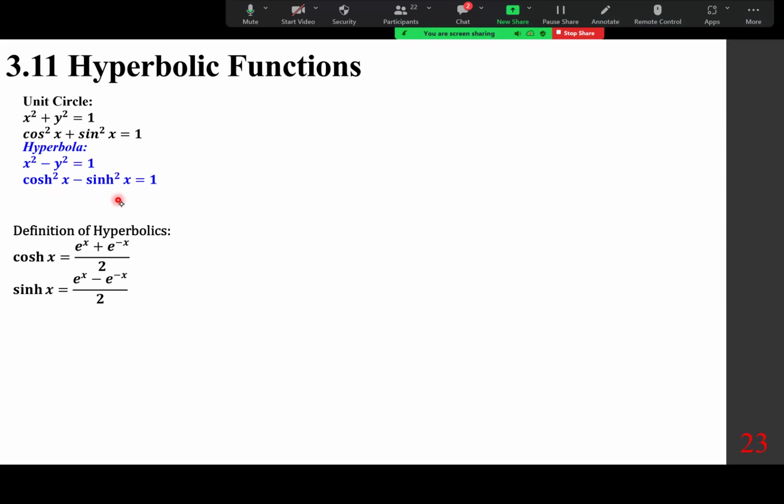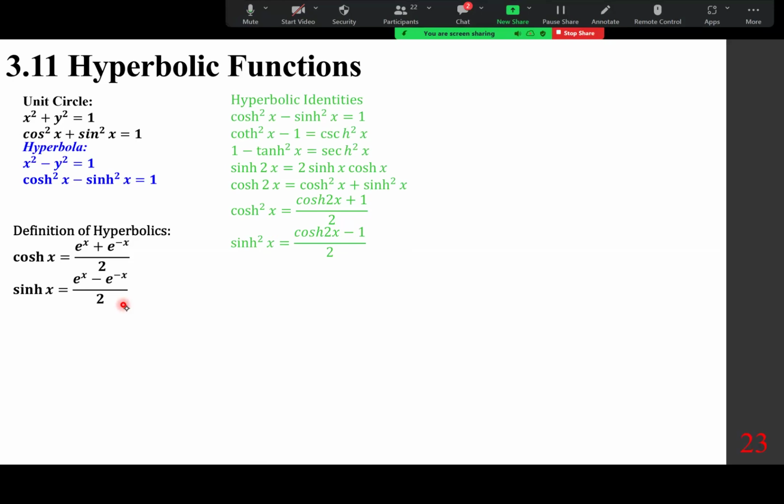Now here's a definition you may remember from even pre-calculus. Cosh x is e to the power of x plus e to the power of minus x divided by 2. Sinh x is e to the power of x minus e to the power of minus x divided by 2. These two are by definition, and the rest of them are similarly defined as trigonometric identities. For example, here are the identities. Cosh squared minus sinh squared equals 1.